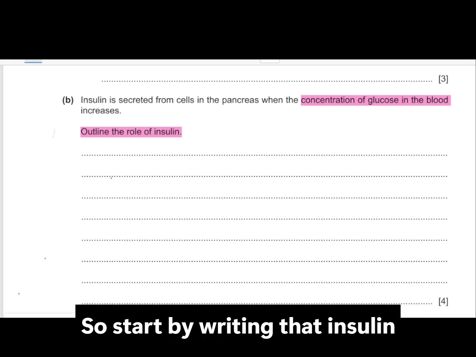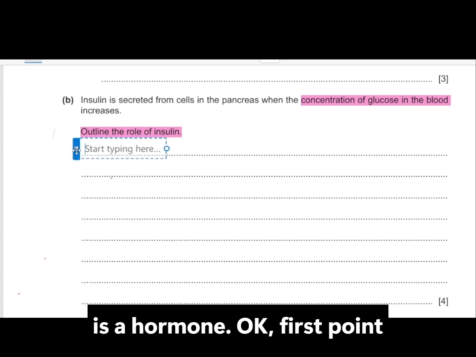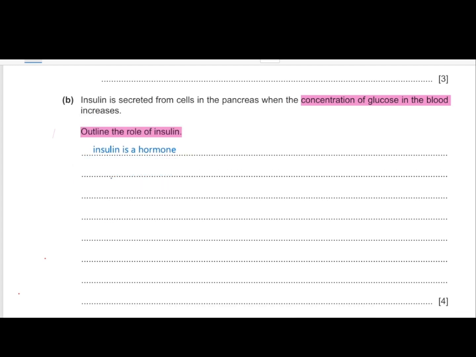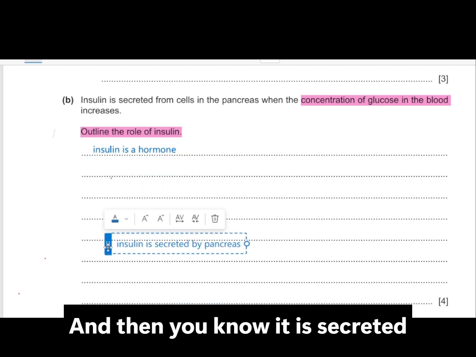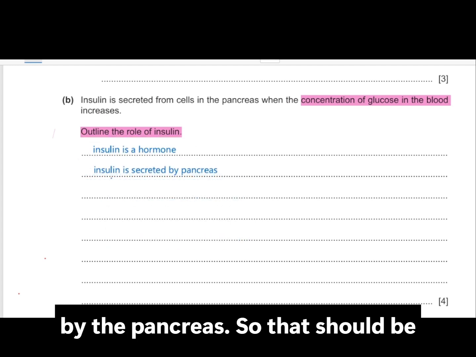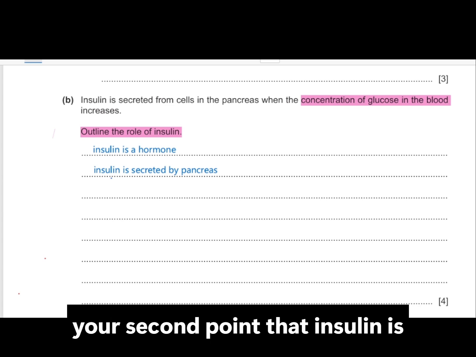So start by writing that insulin is a hormone. Okay, first point should be that insulin is a hormone. And then you know it is secreted by the pancreas. So that should be your second point, that insulin is secreted by pancreas.